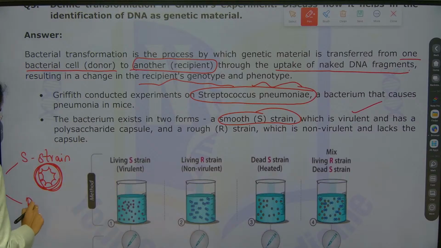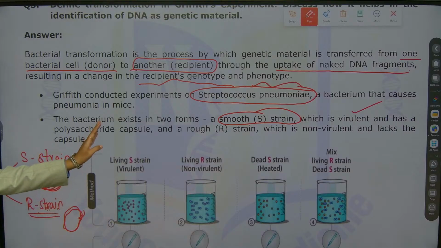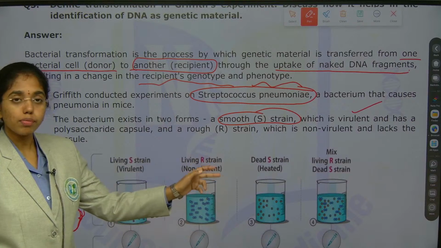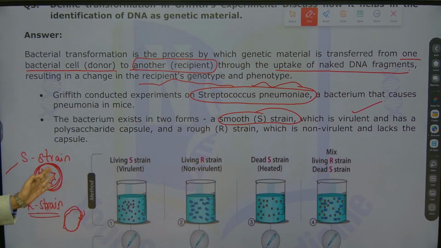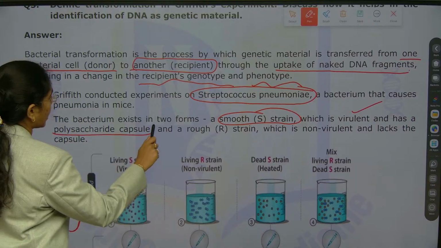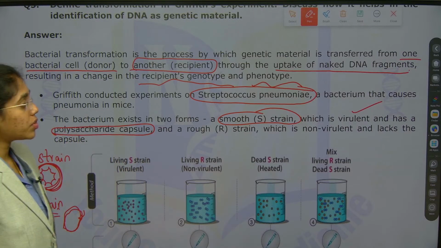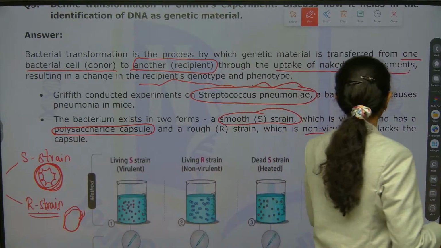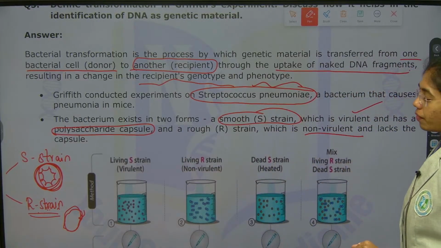Whereas the R strain doesn't have any smooth coat over it. As such, the R strain is subjected to the host immune system easily. So here you see the bacterium exists in two forms: a smooth strain which is virulent, and this has a polysaccharide capsule, and a rough strain or R strain which is non-virulent, this lacks the capsule. Fine, right?